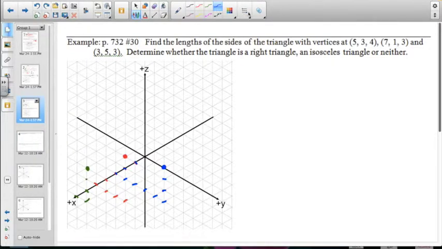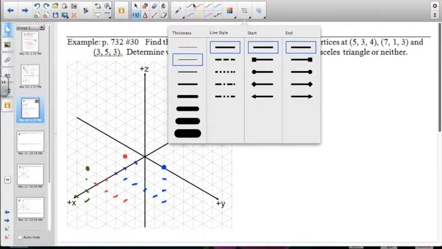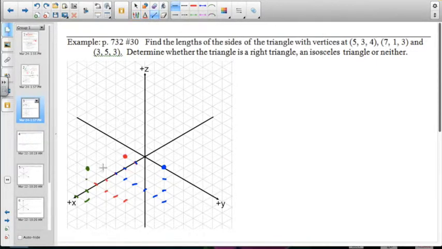So we have these three sides of this triangle, and with 3-dimensional coordinates, it's really hard to tell how long the sides are because we have this distortion of trying to represent a 3-dimensional object in a 2-dimensional world. So we have to figure out the length of each one of these.